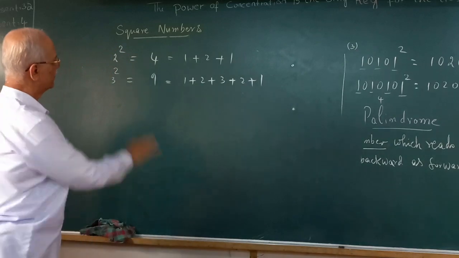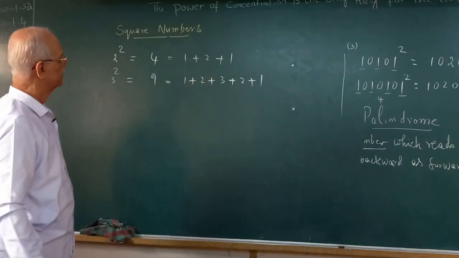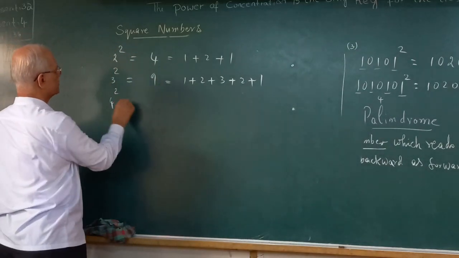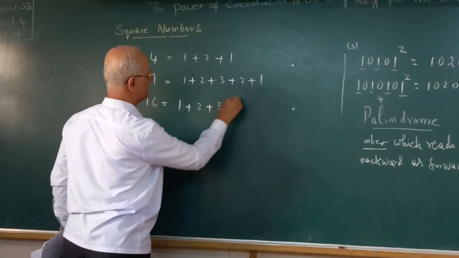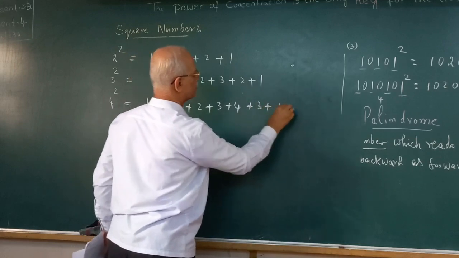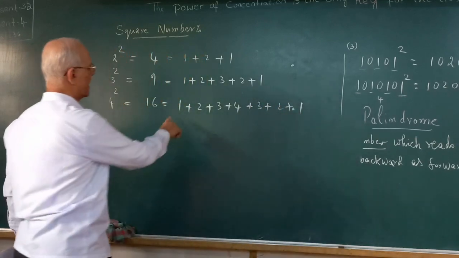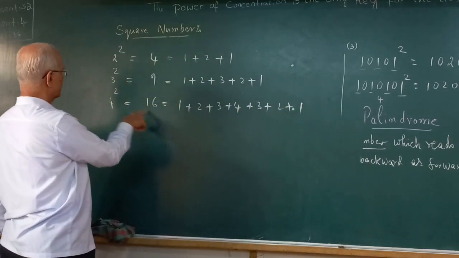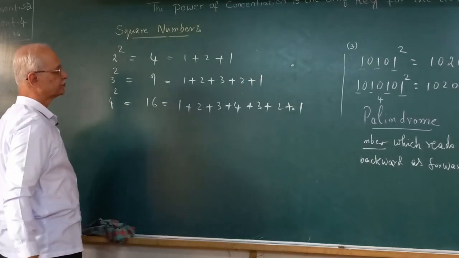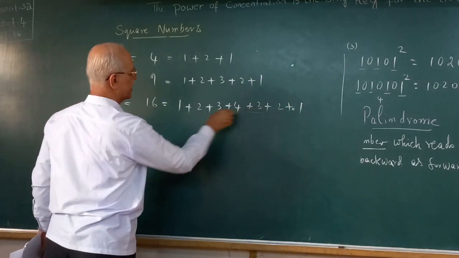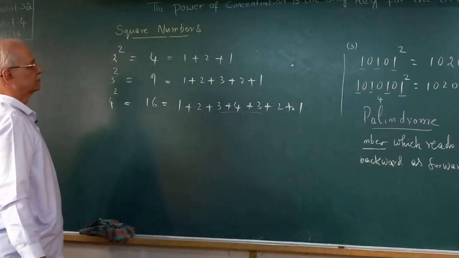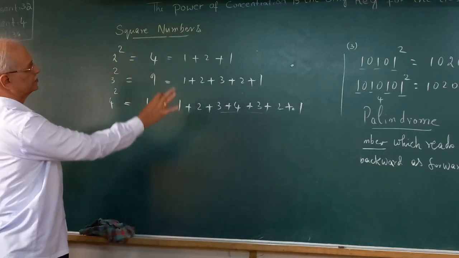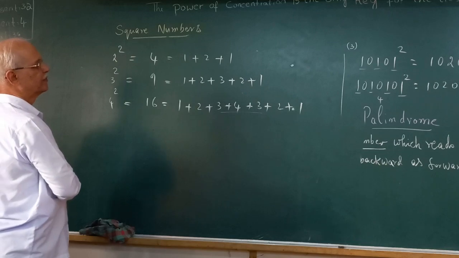See how numbers are spread. 4 squared is equal to 16. This can be written as 1 plus 2 plus 3 plus 4 plus 3 plus 2 plus 1. If you add all, you get 16. It is nothing but 4 square. See, this is 10, 13, 16. See the pattern. Beautiful arrangements of numbers.